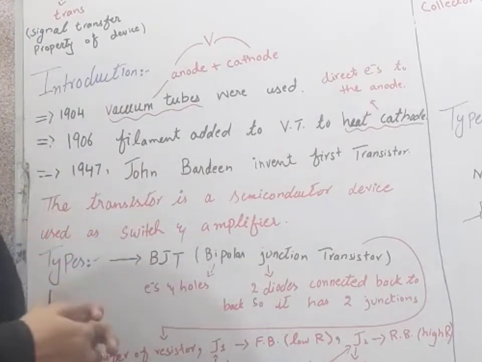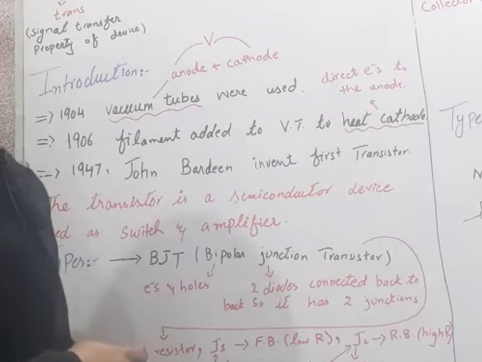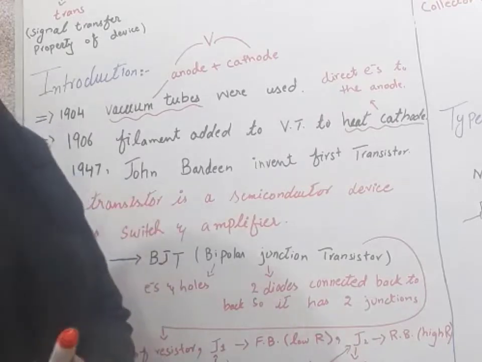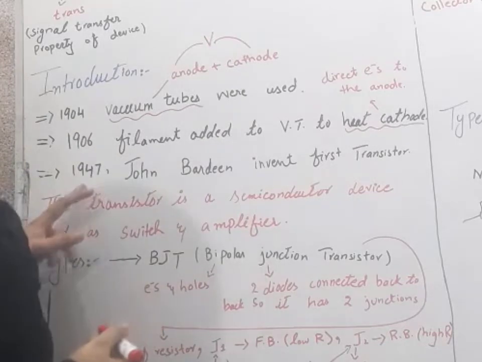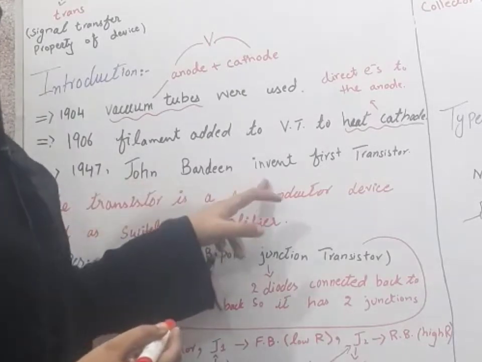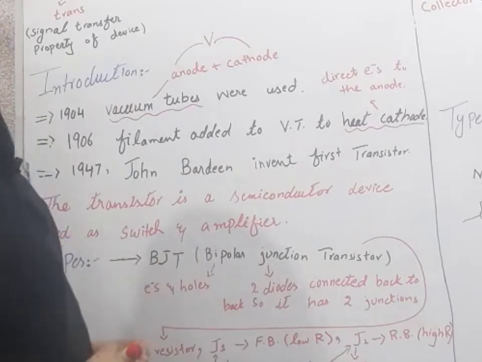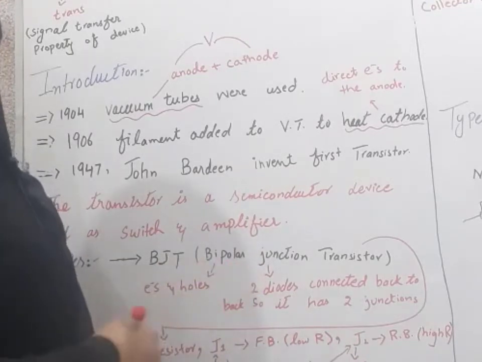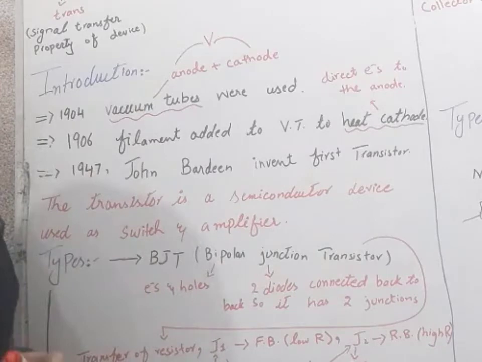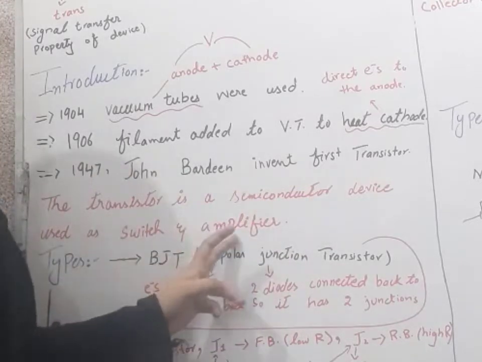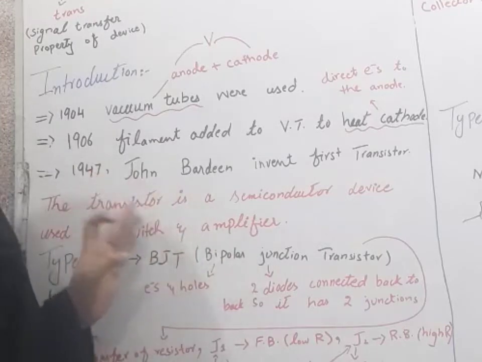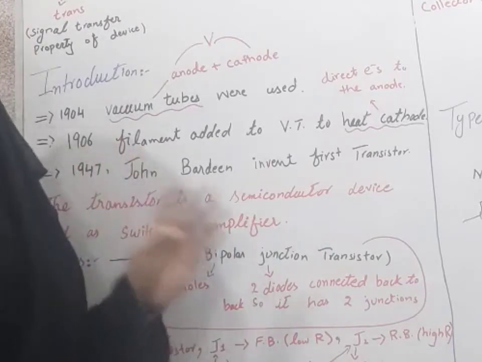And with the advent of TV and with the development of technologies, with the passage of time, in 1947, John Bardeen invented the first transistor. So the inventor of the transistor is John Bardeen. It is another definition of transistor. This transistor is a semiconductor device used as switch and amplifier. So it is a device which is used as switch and amplifier.